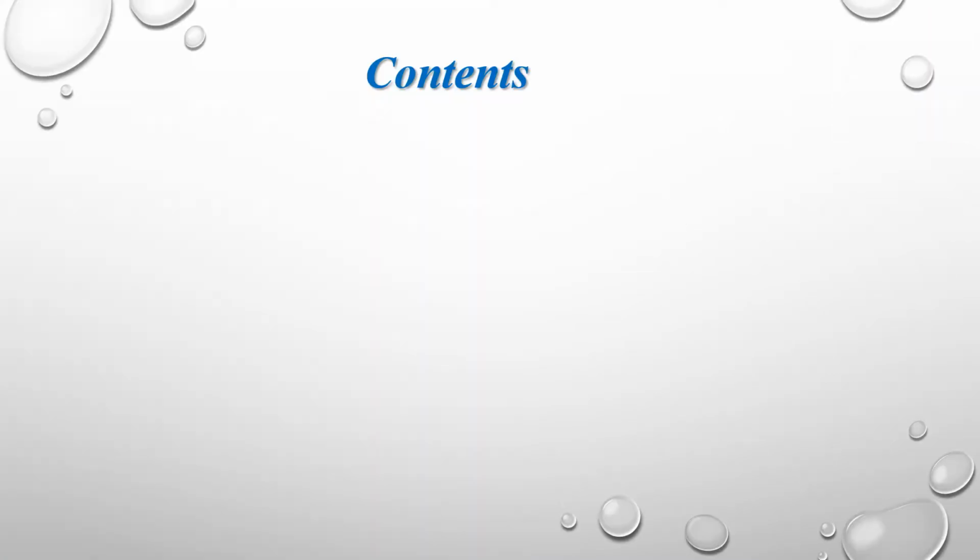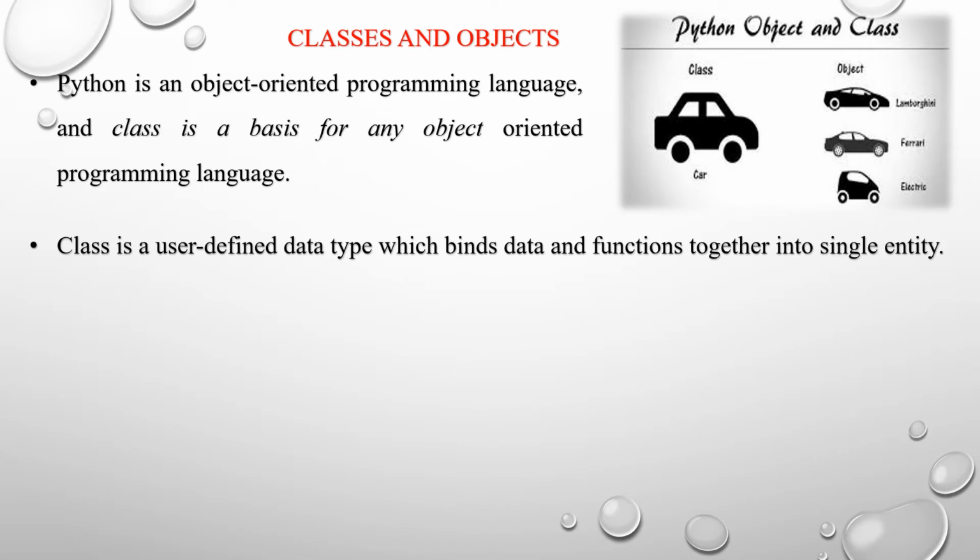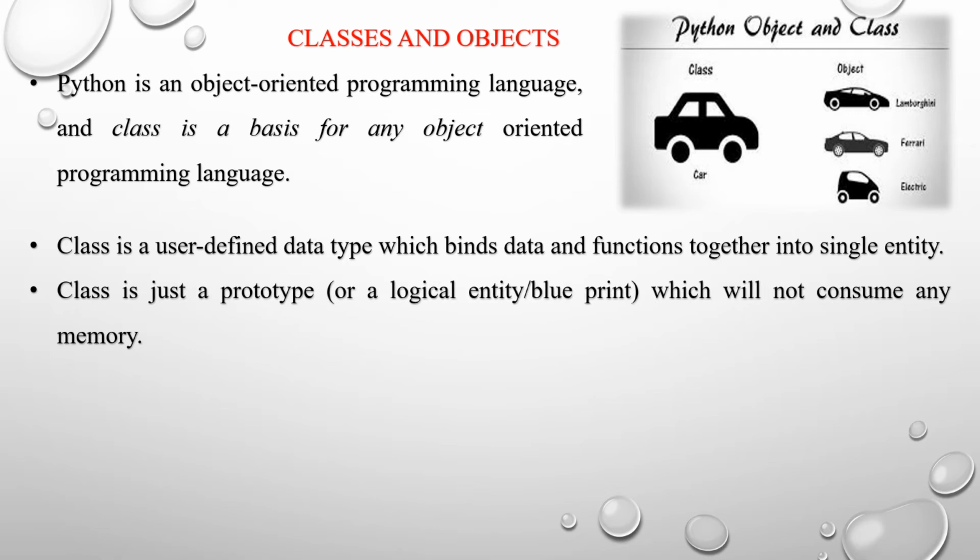In this video, we are going to discuss classes, objects, and attributes. Python is an object-oriented programming language, and class is the basis for any object-oriented programming language. Class is a user-defined data type which binds the data and function together into a single entity. Class is just a prototype or a logical entity or blueprint which will not consume any memory.